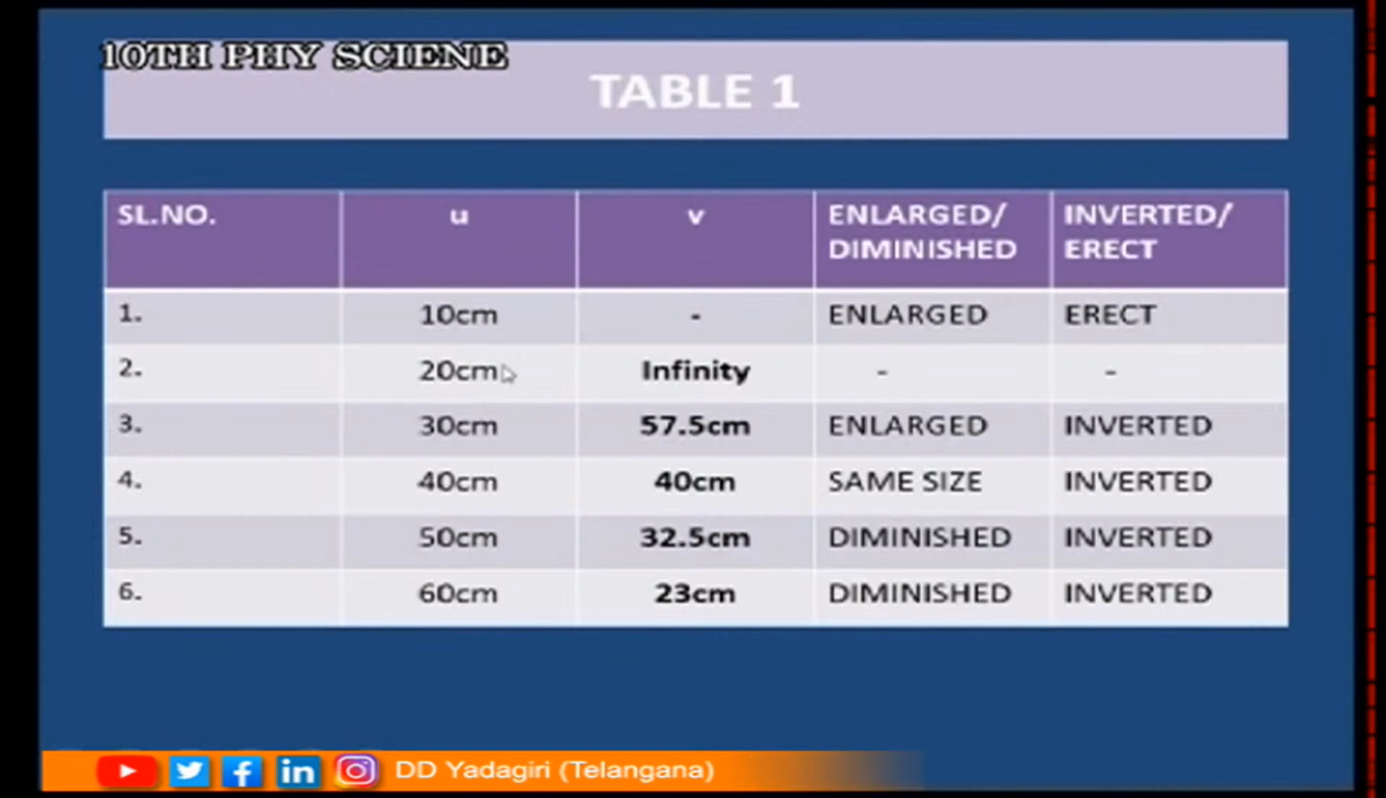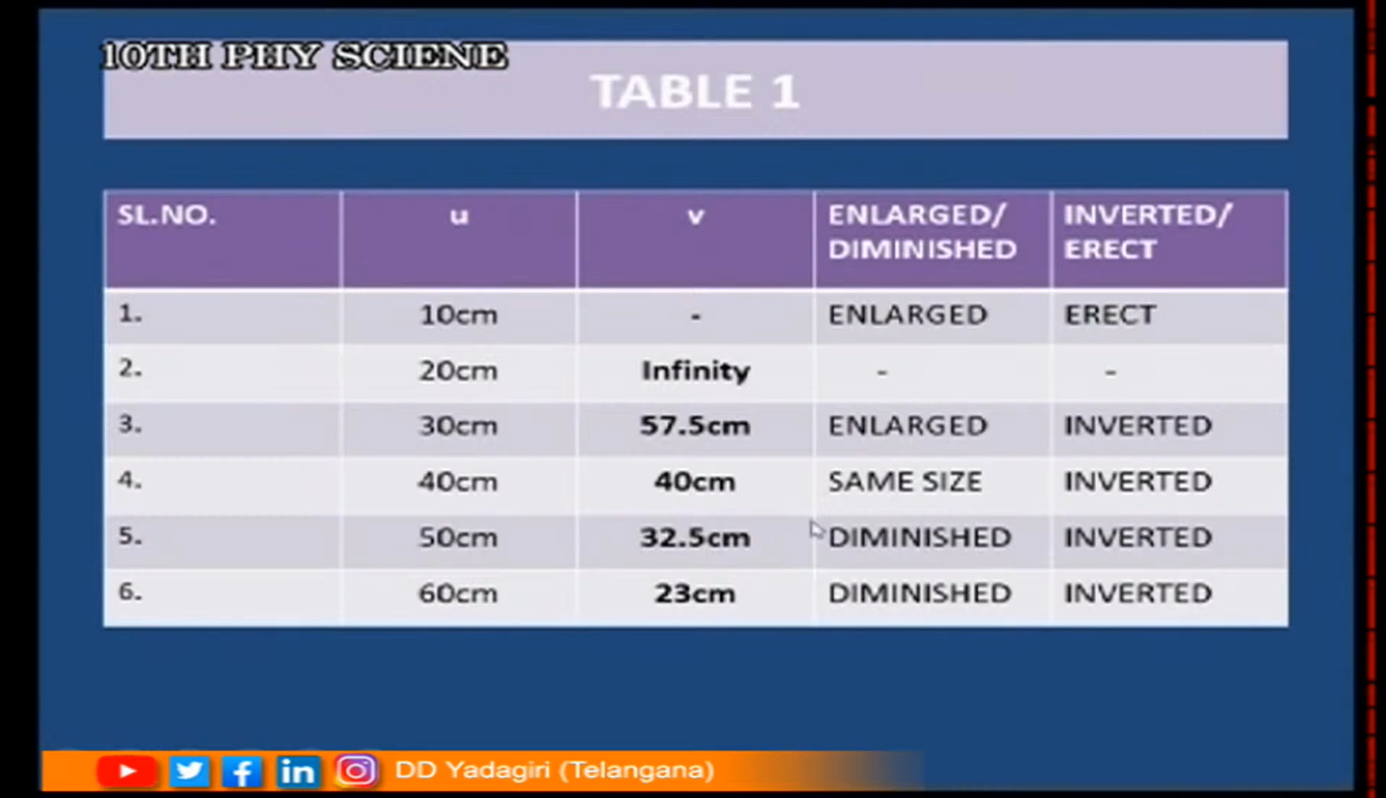Okay children, so for 10 centimeters we could not find the image distance as the image was formed in the mirror itself. It was enlarged and erect. At 20 centimeters the image forms at infinity. At 30 centimeters the image formed at 57.5 centimeters. It was enlarged and inverted. At 40 centimeters we saw the image formed at 40 centimeters only and it is the same size and inverted. Similarly, at 50 centimeters the image formed at 32.5 centimeters and it was diminished and inverted. At 60 centimeters the image formed at 23 centimeters and it is diminished and inverted.